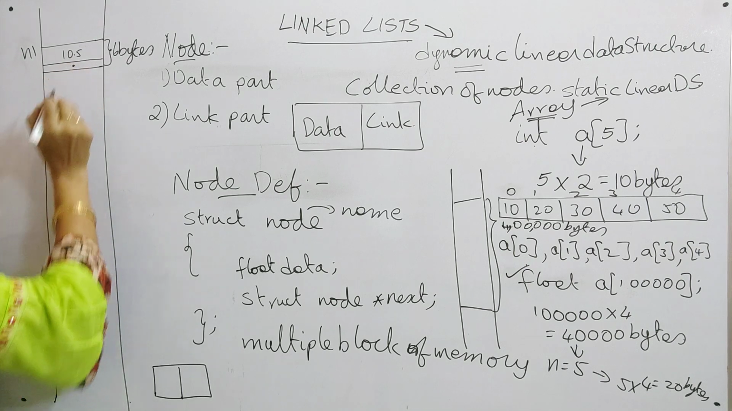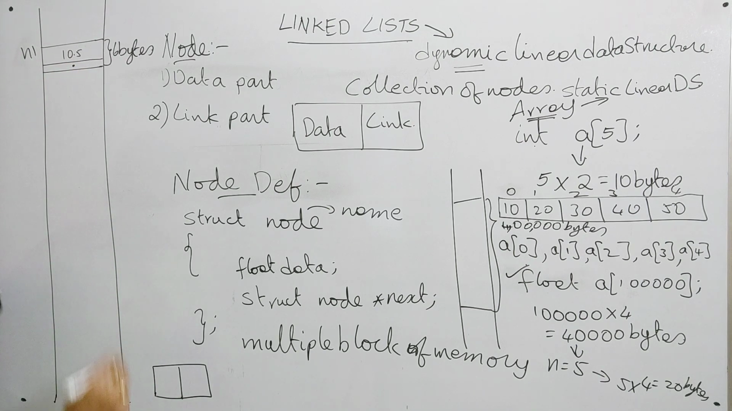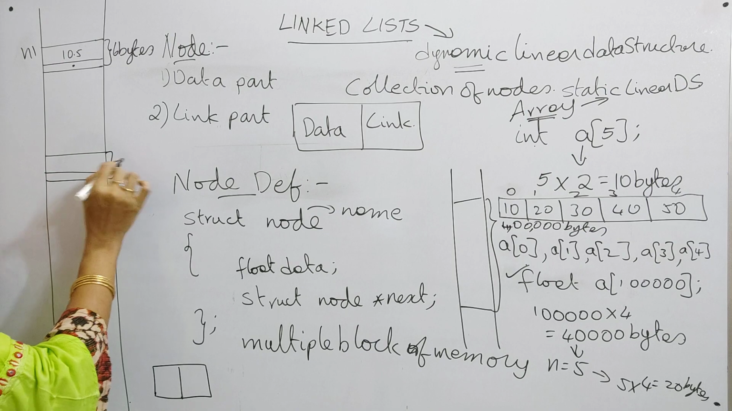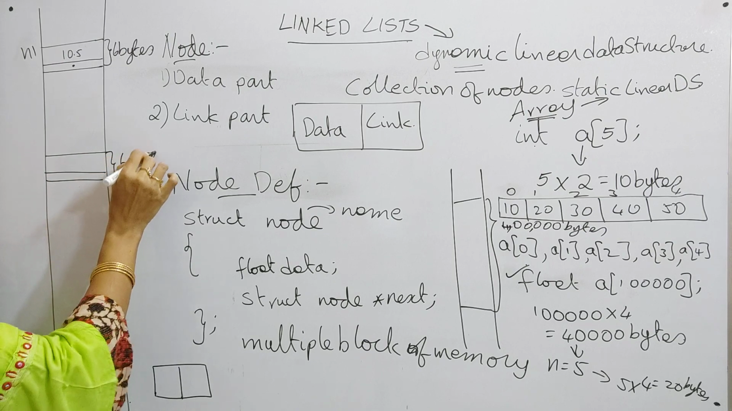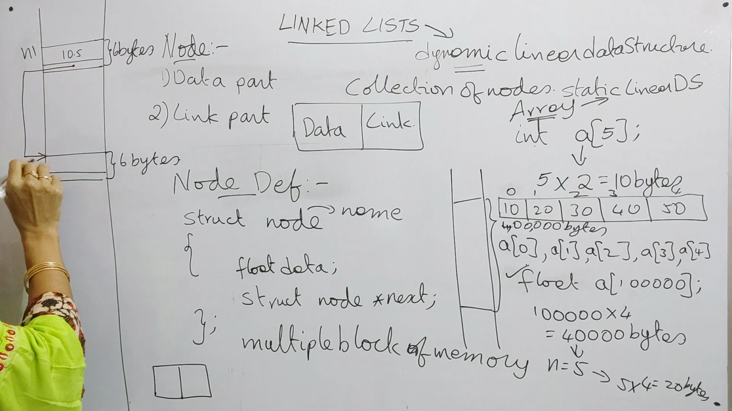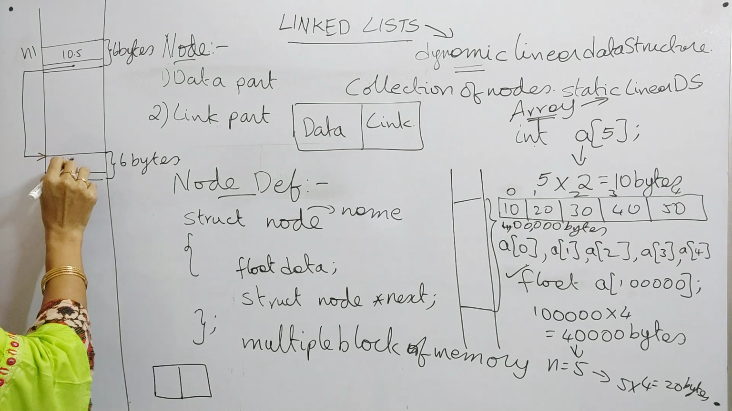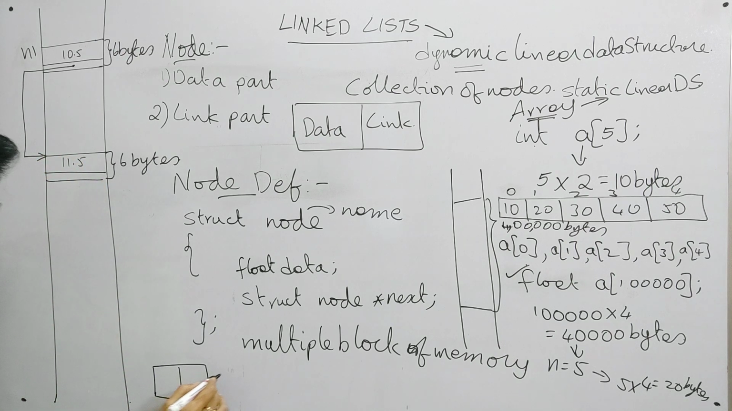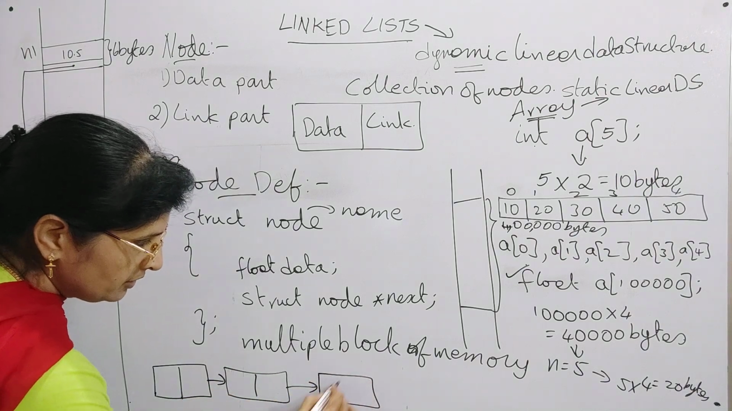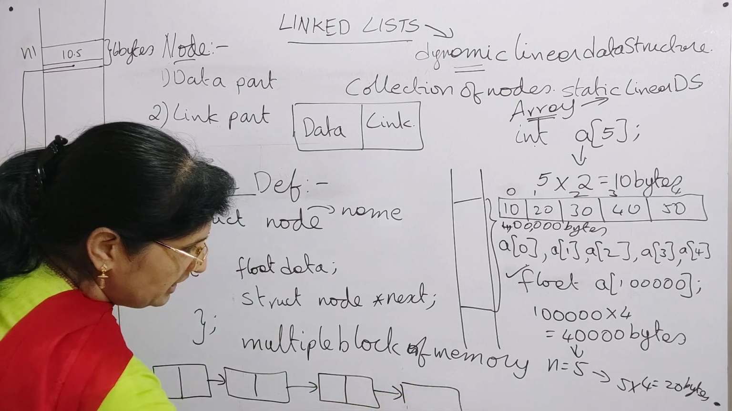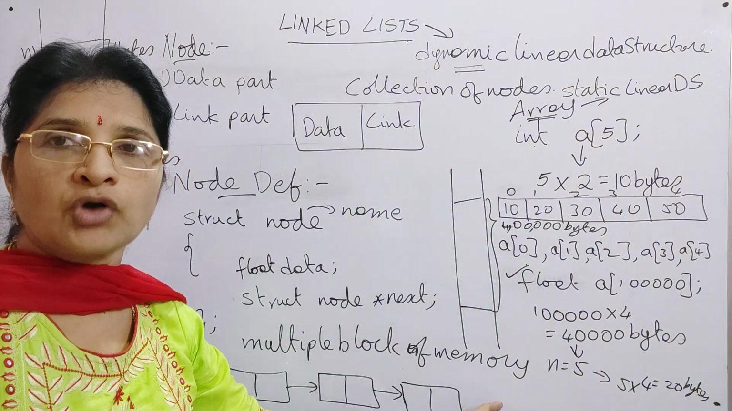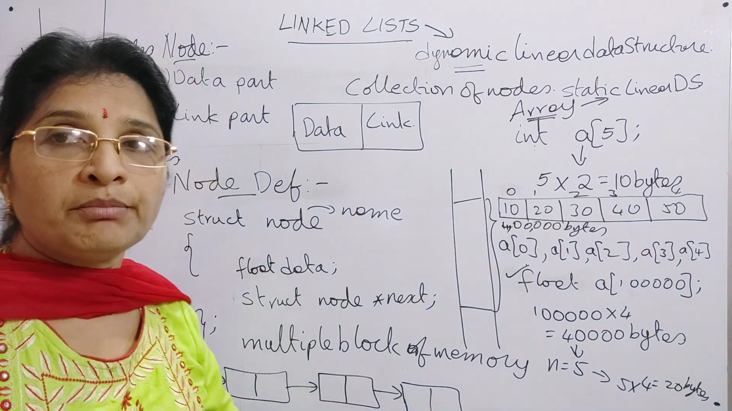In the next part, at present you don't have any node. Suppose you are creating one more node, then it will be created here and it requires one more 6 bytes, and then this will point to this particular address. Here you can store some 11.5 like this. So if you are having a list like this, it requires multiple blocks. All the total memory is not required at a time. So it requires multiple blocks of memory.